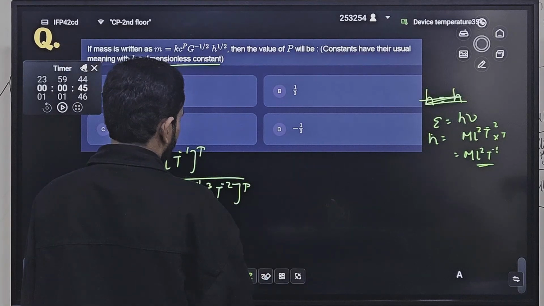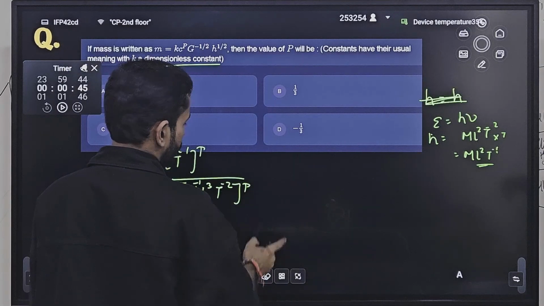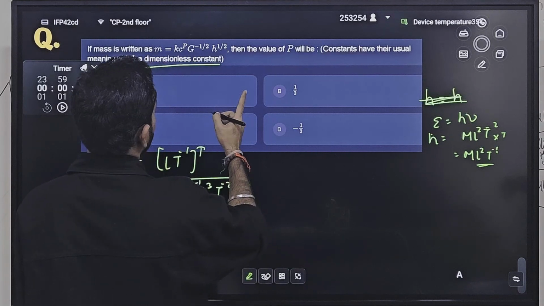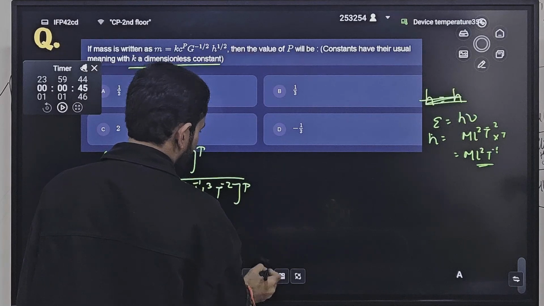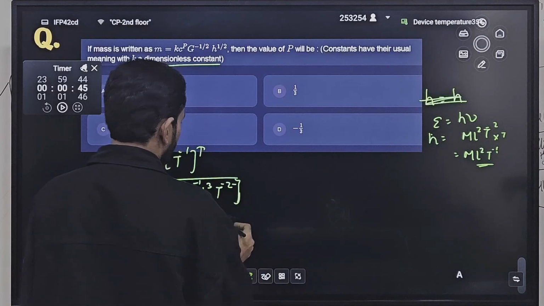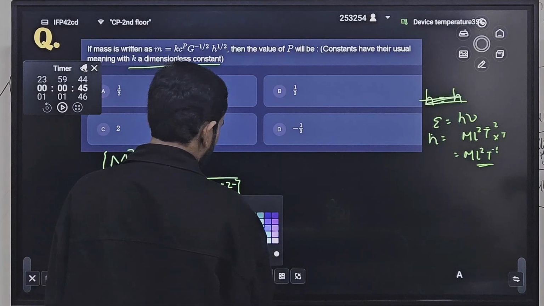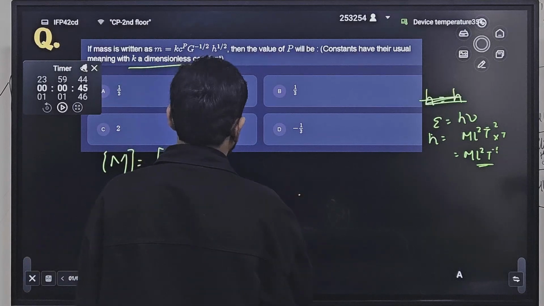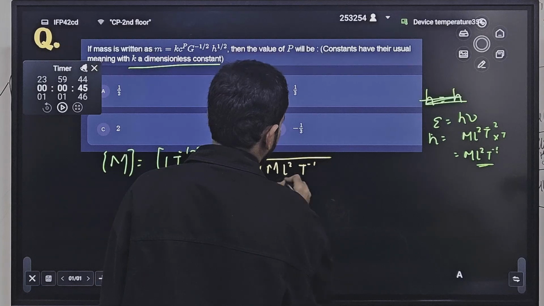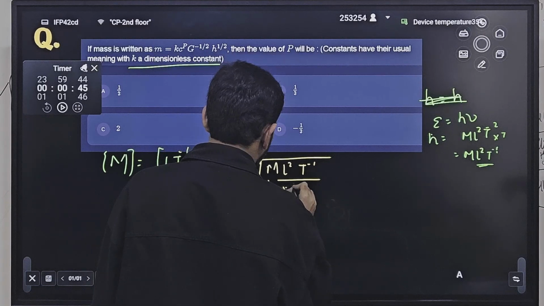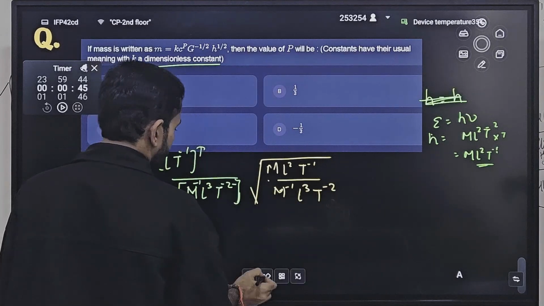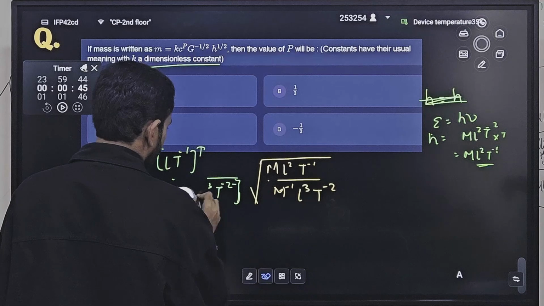And there is an under root again. So better, why not do this under root? This complete term is also under the root. So it's better written like this: root under, in the numerator H, that means M L square T minus 1, and in the denominator M minus 1 L power 3 T minus 2. And then just remove this.